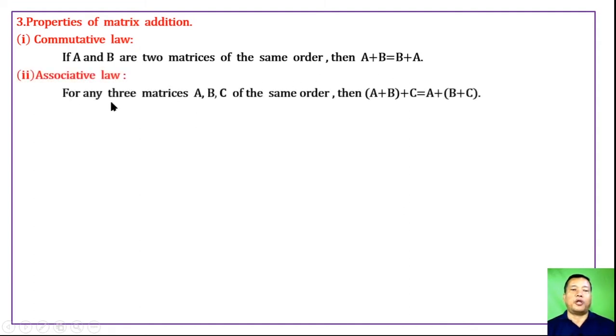Associative law. For any three matrices A, B, C of the same order, then A plus B, plus C equal to A plus B plus C.